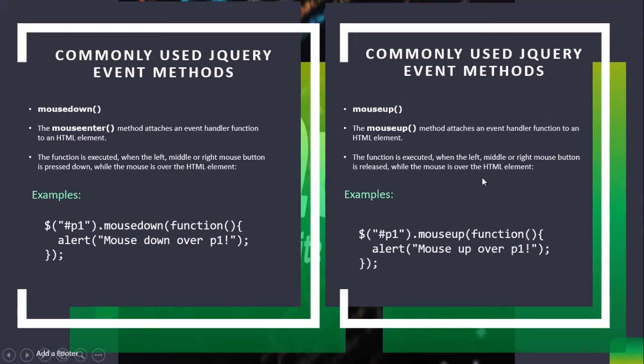So the mouse up method attaches an event handler function to an HTML element. The function is executed when the left, middle, or right mouse button is released, while the mouse is over the HTML element. So we have an idea of the paragraph: when you press the mouse, and when we release the mouse up, then it will alert the mouse up over the P1.